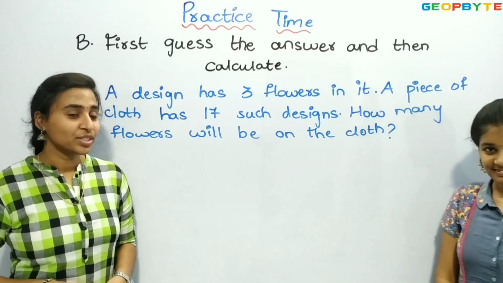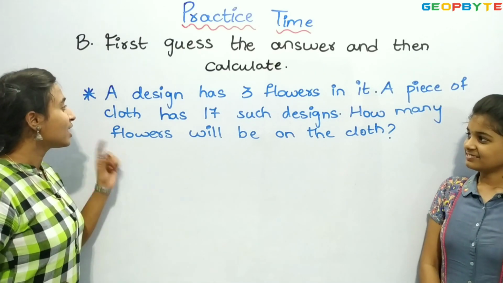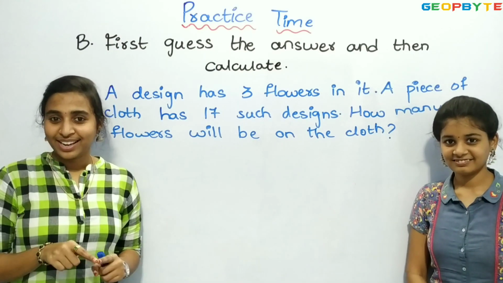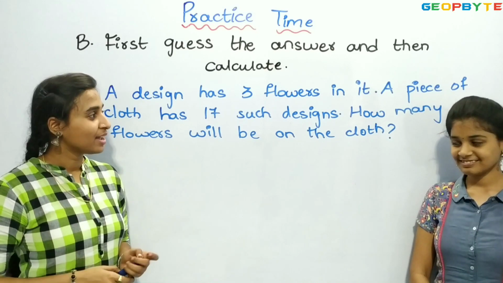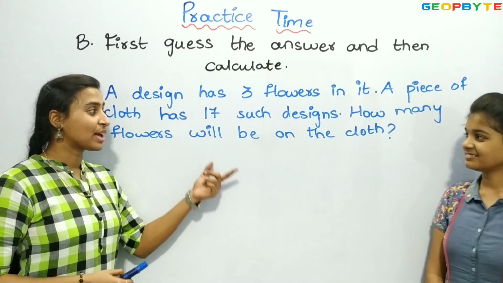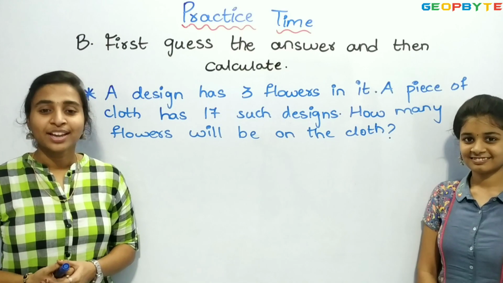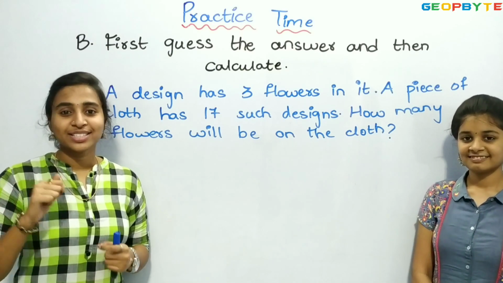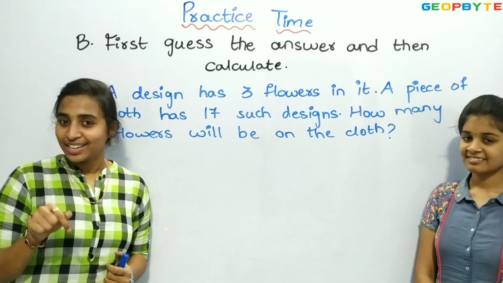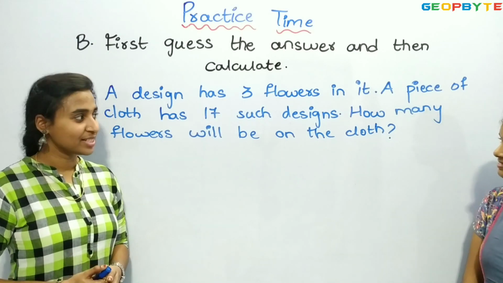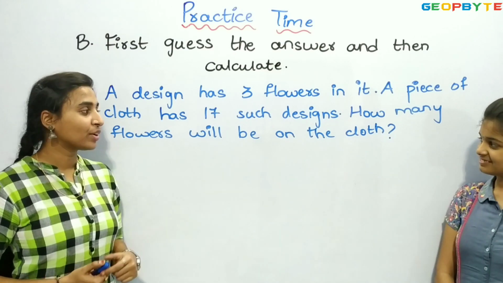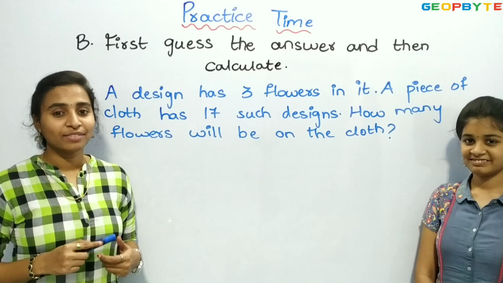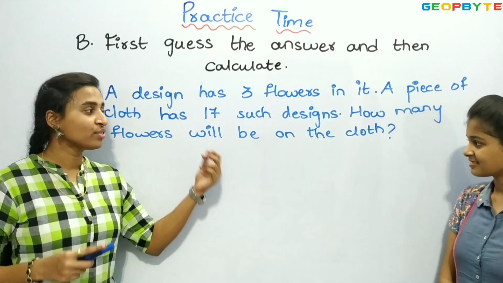Let us see. Children, the given question is a design has 3 flowers in it. A piece of cloth has 17 such designs. Children, see, in a piece of cloth we have 17 such designs and in each design we have 3 flowers. How many flowers will be on the cloth? We need to find out total how many flowers are there on the piece of cloth.